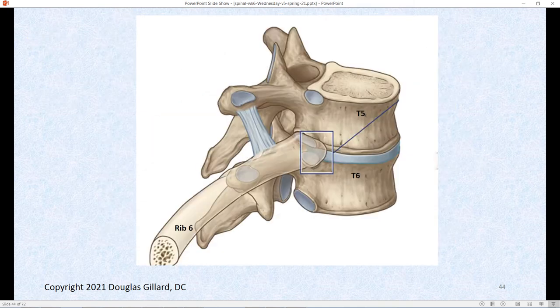Again, we can say the superior facet of the rib head connects to the inferior costal demi-facet of the bone above. See, that can get kind of confusing, can't it? So you need to study that and put that on note cards.